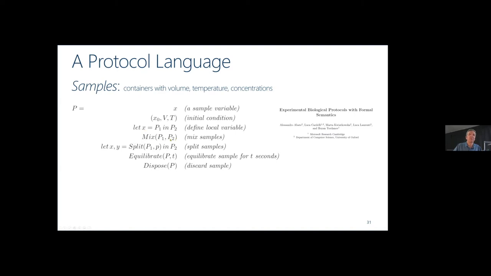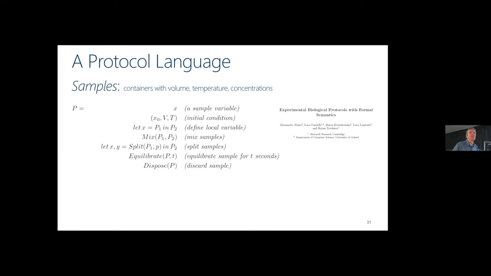You can mix two samples to get a new sample P. You can split the sample P1 into a proportion p between 0 and 1, and then you get two subsamples, X and Y. And then you can use these two subsamples in the rest of the protocol P2 you're going to run after that. You can also equilibrate, meaning let the sample rest and execute its own instructions for some time T. And if you want, you can throw away a sample. So this is all recursive. You can use these operations recursively and mix and split and so on and so forth. So this is a very schematic language of liquid handling.